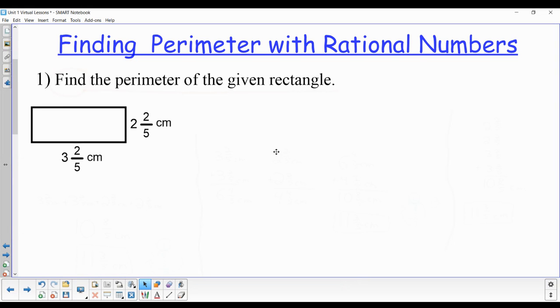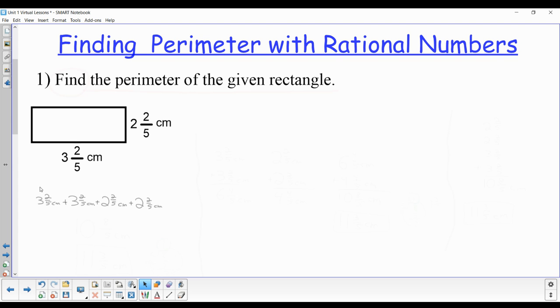Hello, in this video, we're going to review finding perimeter of shapes that have mixed numbers as the measurements of their sides. So to find the perimeter, all you do is add up all the sides. That's really it. The different problems have different number of sides. As long as you're careful and make sure you add up all the sides, they're all done the same way.